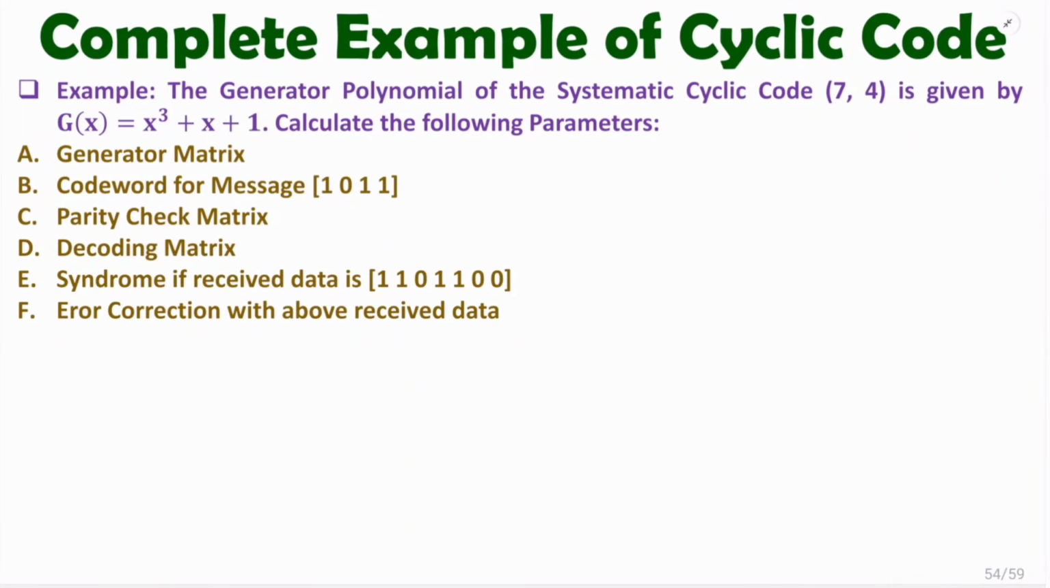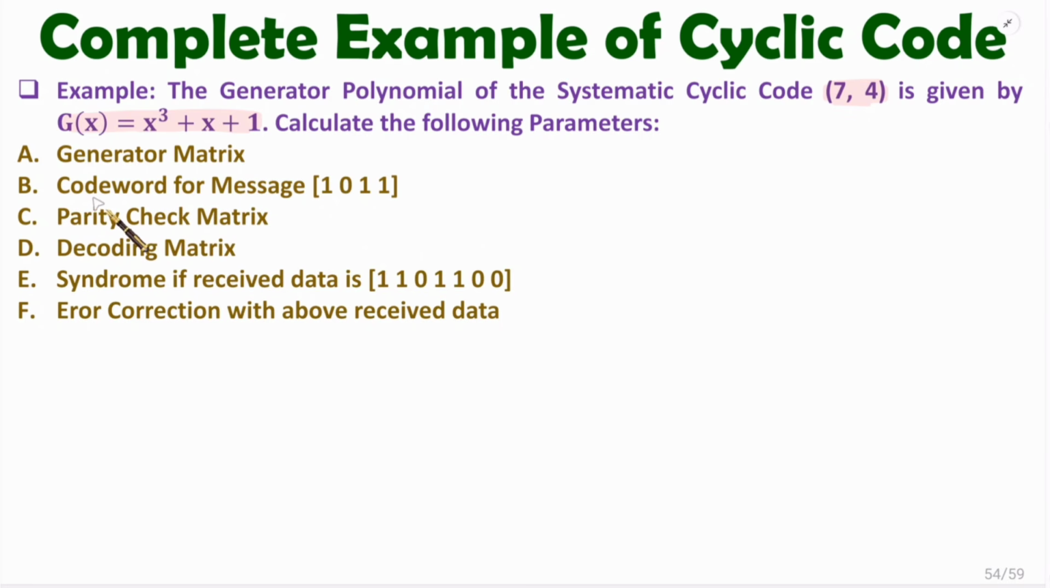See here in the question, we have been given the generator polynomial of a systematic cyclic code (7,4). The generator polynomial is x cube plus x plus 1. Based on this data, we need to identify the generator matrix.